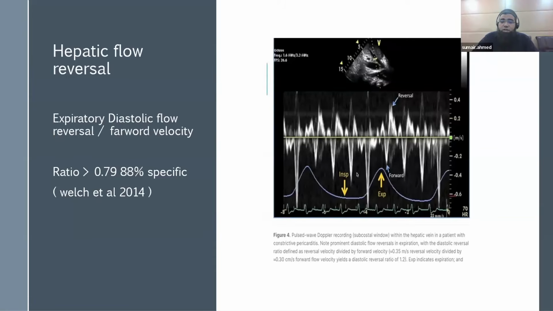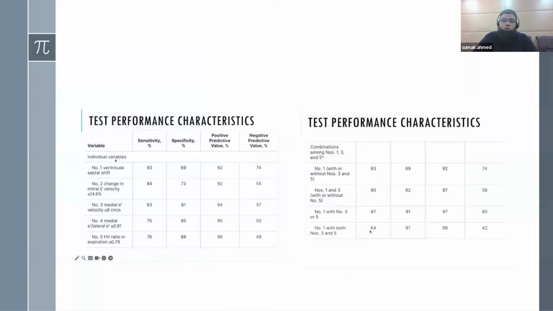in which there is a reversal in inspiration, because the myocardium does not properly relax in inspiration, and because of the raised RVEDP in restrictive cardiomyopathy, we get the inspiratory hepatic reversal. But in constrictive pericarditis, we get expiratory hepatic diastolic reversals. I have already described each of these features, and each has a separate sensitivity and specificity for the diagnosis of constrictive pericarditis.